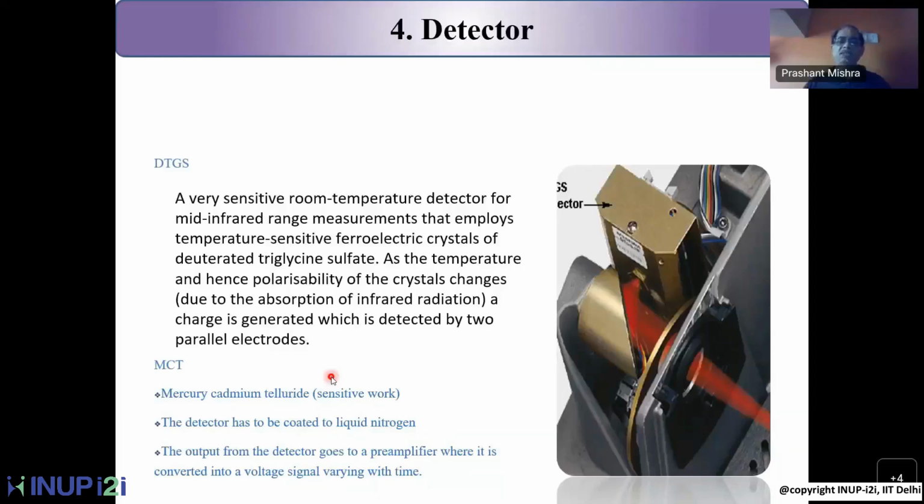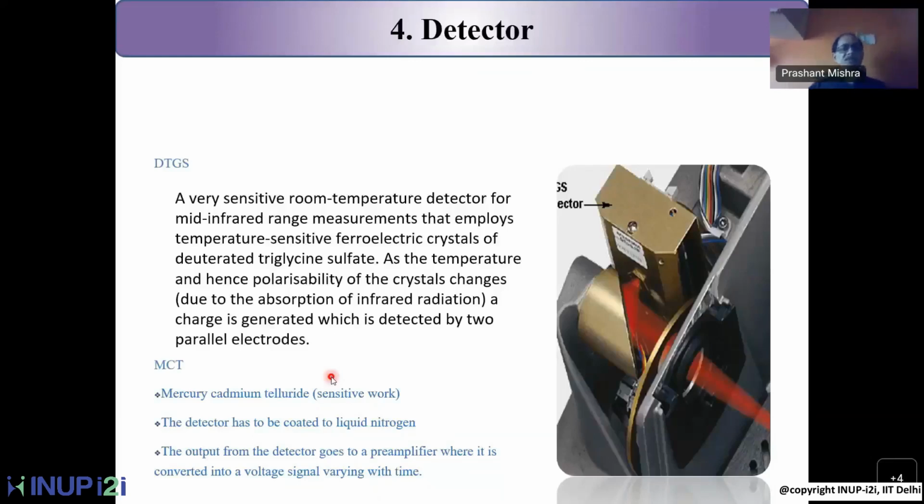And as the temperature, and hence the polarizability of the crystal, changes, why should it change? When infrared is absorbed, you will find this change. A signal is generated which can be detected by two parallel electrodes. So this is the way your DTGS detector works.